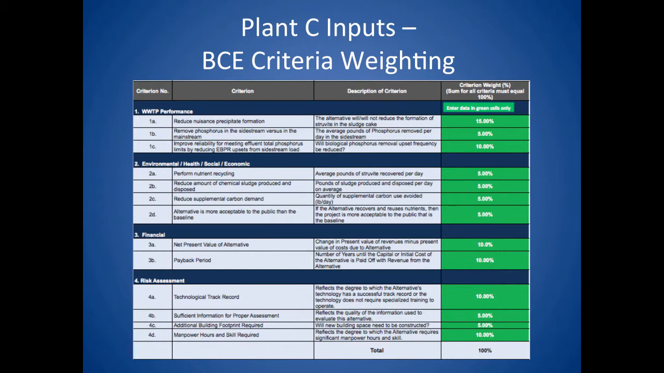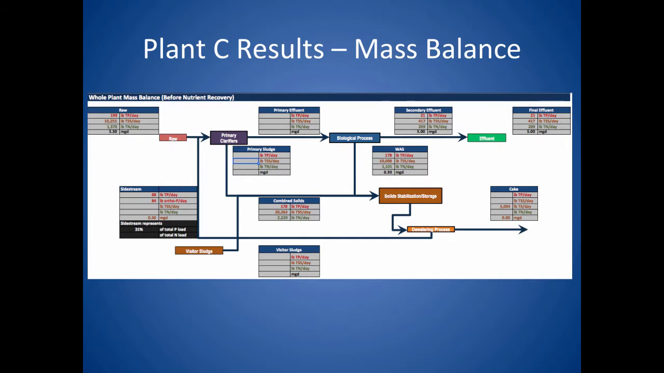The business case evaluation criteria weighting is entered as shown here. These criteria weights will determine the formula used to calculate the BCE scores for each alternative. Please note that the 3 case studies shown in the TERI tutorials all use the same criteria. This helps to make it possible to compare the results and see how the different plant configurations affect the overall scores. The plant mass balance shows an approximation of the concentration of solids and nutrients at various points in the process.